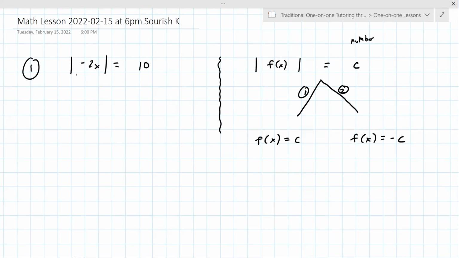You take whatever is inside the absolute value, which is minus 2x, and you set it equal to this number. So you set whatever's inside there equal to this number on the right. That's the first thing you do. Then the other one is you take whatever is inside the absolute value and you set it equal to the negative of this number.